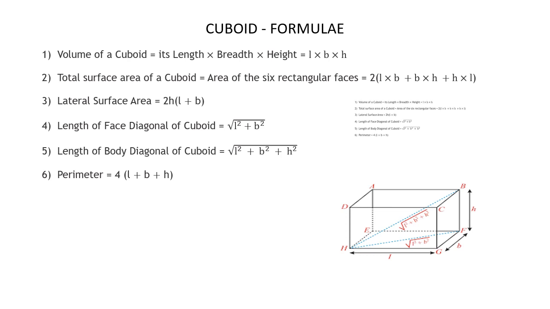Perimeter. Perimeter is nothing but the boundary of the cuboid. So if you add all the edges of the cuboid, you'll get the perimeter, and which would be equal to 4 multiplied by L plus B plus H. So perimeter of a cuboid is equal to 4 multiplied by L plus B plus H. Remember all these formulae which will make solving problems on cuboid easy and fast.